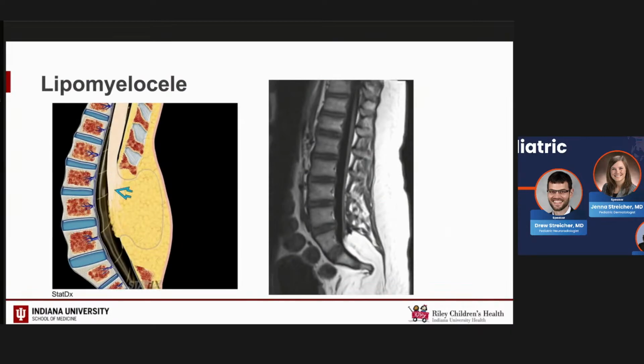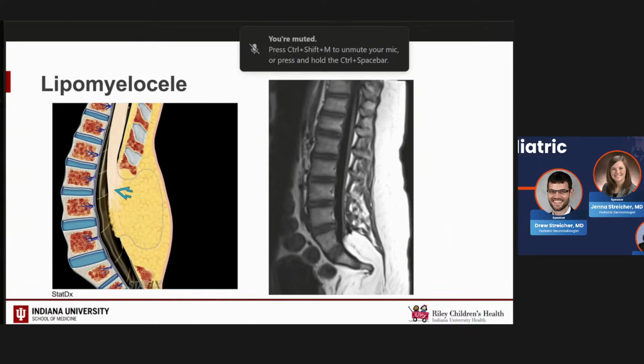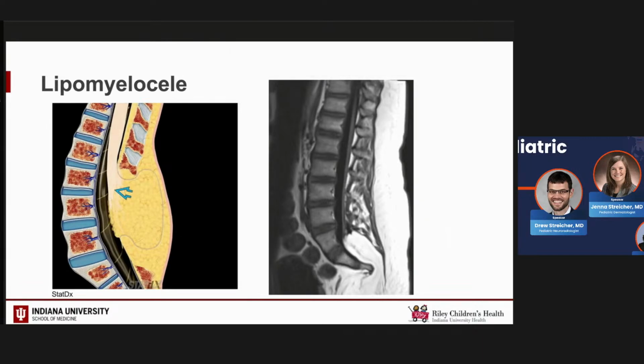Okay, so our first one we're going to discuss here is a lipomyelocele. So if we remember, this was in our closed spinal dysraphism category that would have an associated subcutaneous lesion on exam. So this is a nice illustration from StatDx that shows the low-lying spinal cord coming down. We see this large dorsal dysraphic defect. So we have absent posterior elements here of the lumbosacral region. The low-lying cord comes down, and we have this broad interface with fat, right?